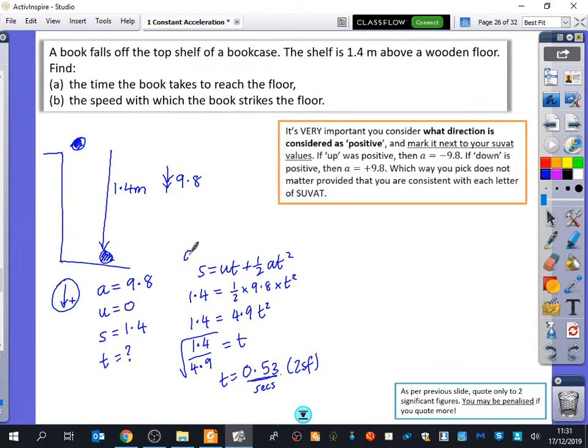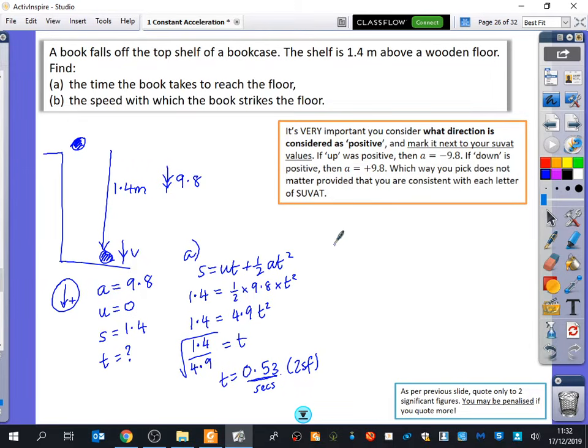Now, for part B of the question, it says find the speed with which the book strikes the floor. So I'm now looking for, as it strikes the floor over here, that's the speed just before it strikes the floor. Sometimes people say, oh, the speed that it strikes the floor is 0. Why are they thinking that it's 0? Because they're looking at it after it's hit the floor. They're looking at it and saying, well, it's not moving, so the final speed is 0. But that's not what we're asking about. We're asking about when it's that high off the floor, when it's like a millimetre off the floor, even smaller than that, how fast is it travelling then, before it stops, okay?